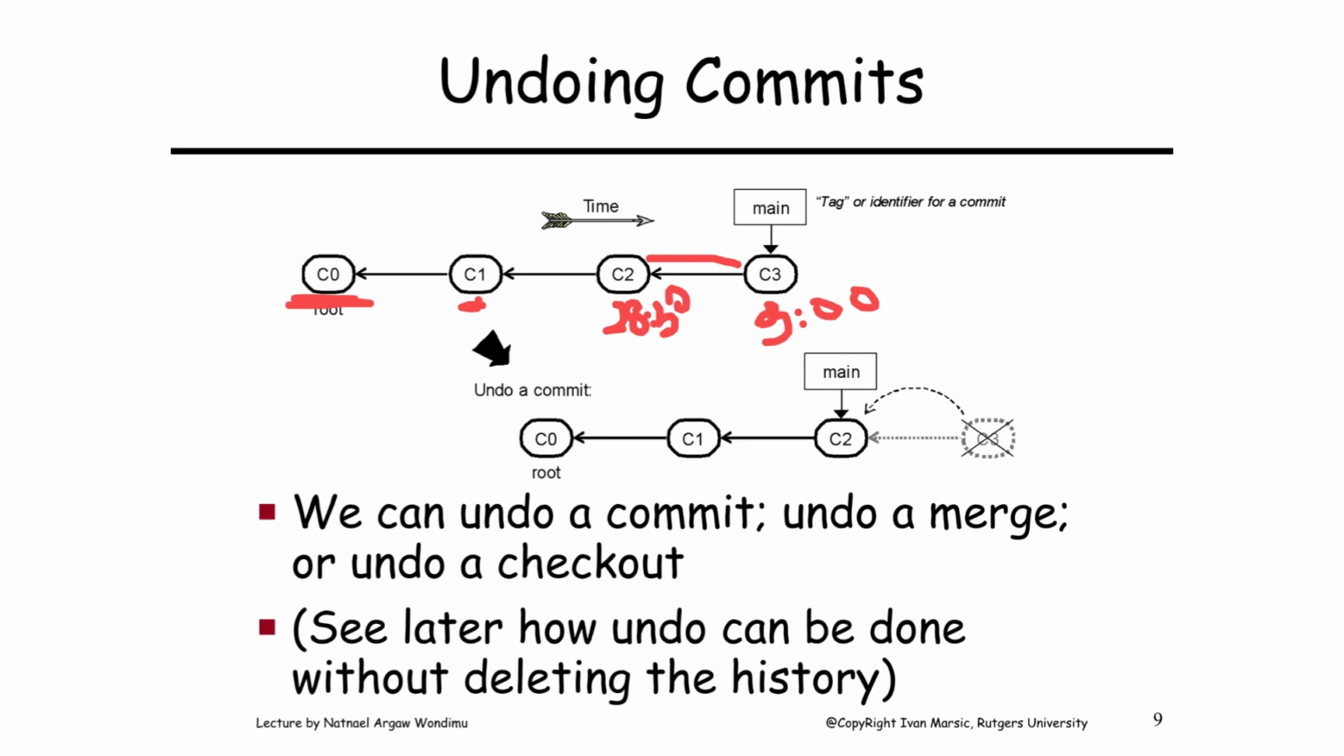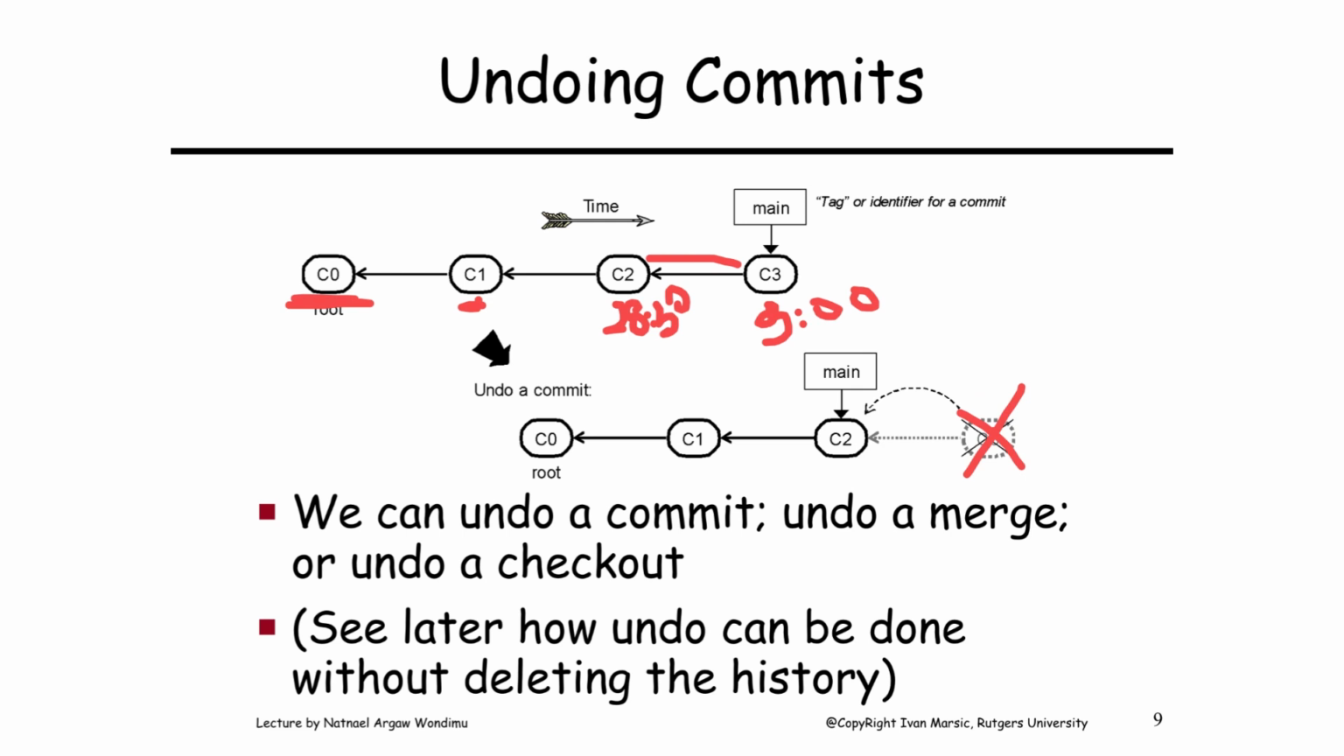There are two major operations. The first one is revert and the second one is reset. So here, for instance, this is an undo operation that completely cancels the history and the snapshot that is created after C2, which is after 8:30 a.m. in the morning. So this is called resetting.